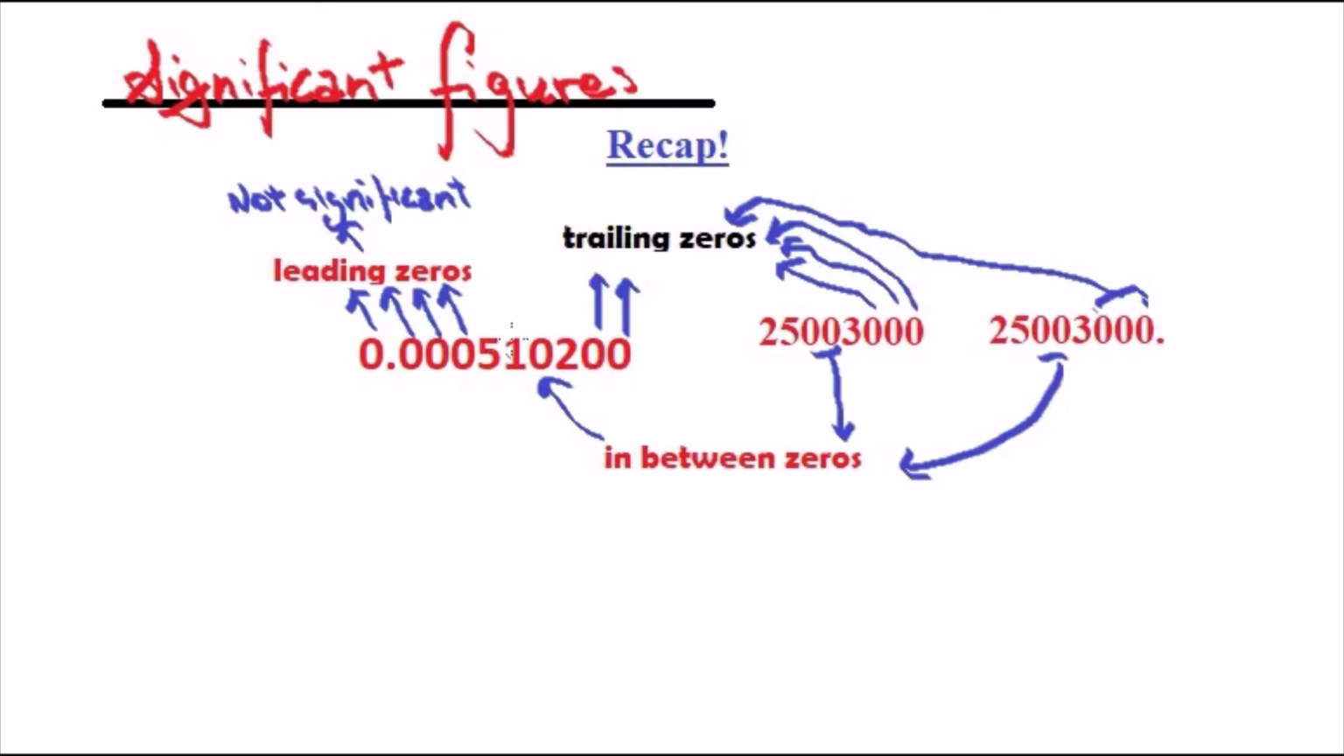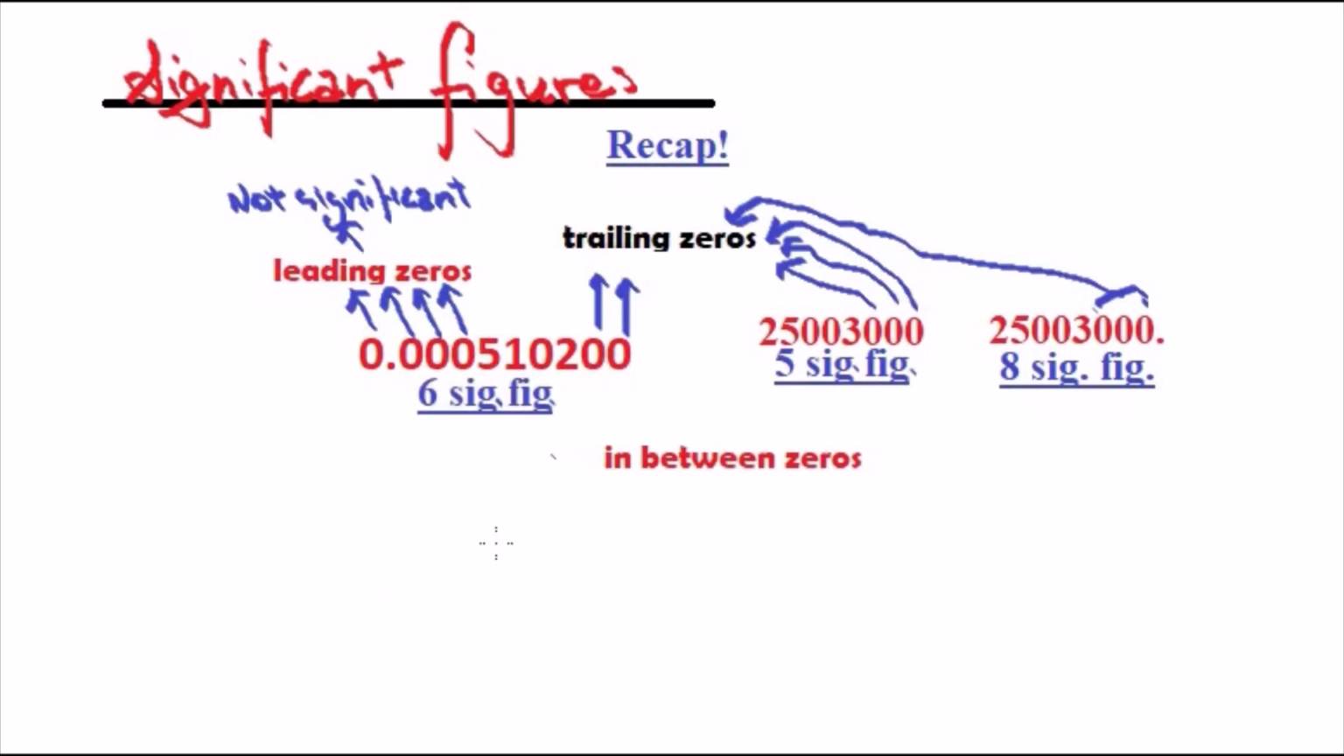Now let's look at the number of significant figures these numbers have. This number has 8 significant figures, and this number has 5 significant figures. This number has 6 significant figures. And so this has brought us to the end of this video.